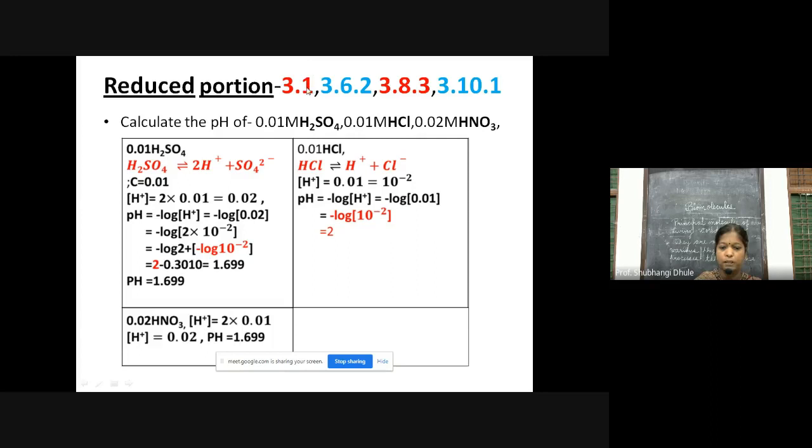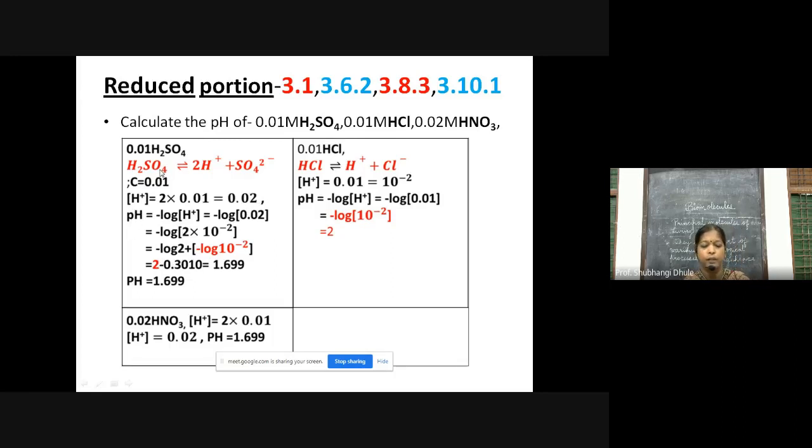Here the reddish portion is to make a clear notation. And we are taking three examples. The first one is to calculate the pH of 0.01 molar H2SO4. If you are taking H2SO4, first write down its dissociation: 2H plus and SO4 2 minus. So each molecule of H2SO4 gives you 2 H plus ions. So even if the concentration is 0.01, the H plus ion concentration becomes 2 into 0.01, that is 0.02. Then you calculate the pH.